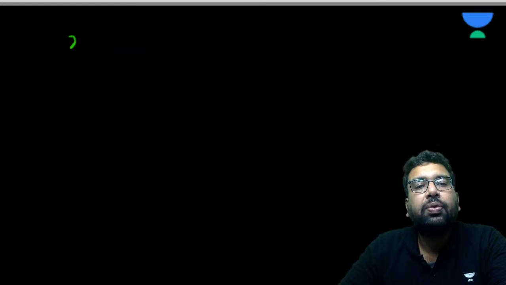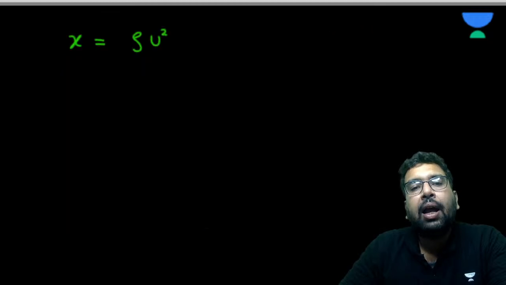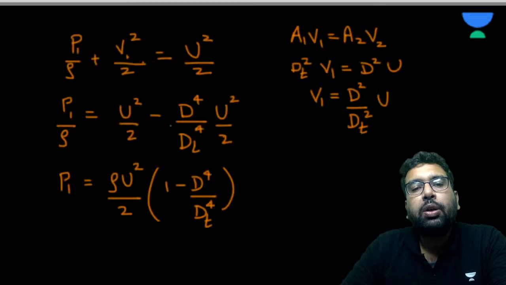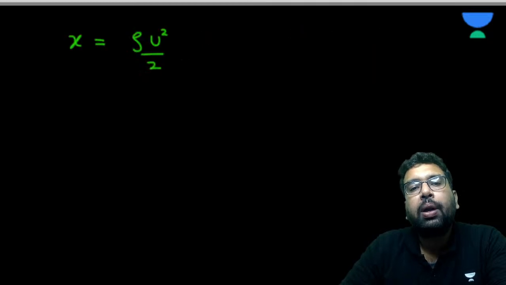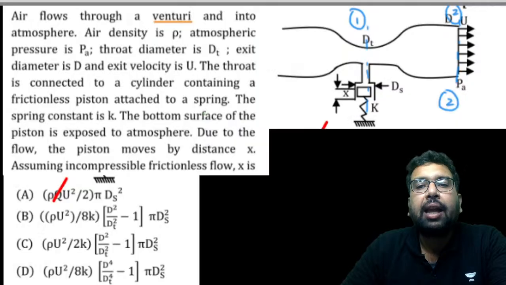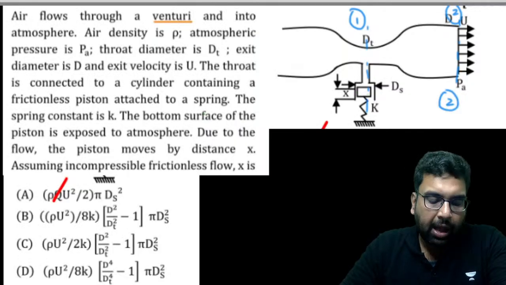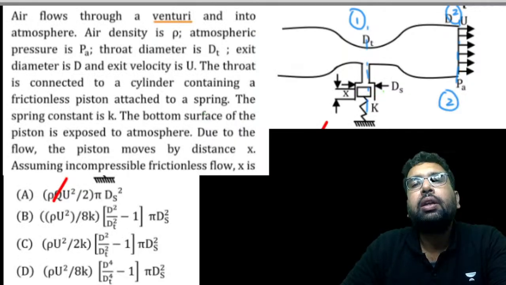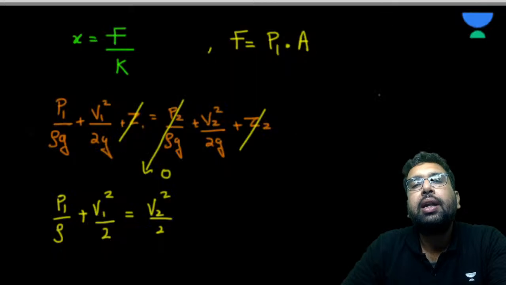So the axis force upon K. So what is the force? Force is rho U square by 2, that is pressure into area. So rho U square by 2, 1 minus d to the power 4 upon dt to the power 4. This is the pressure, and what is to be multiplied with it? The area of the surface of the spring, which is given as the diameter ds.